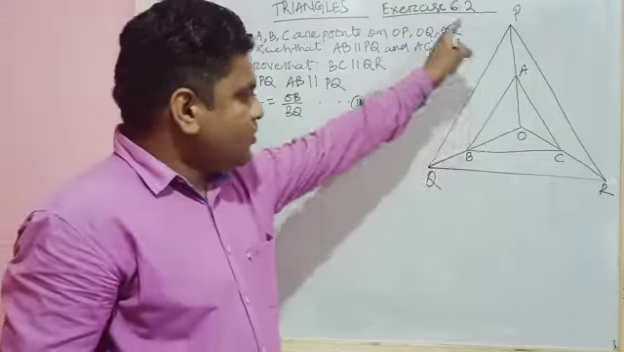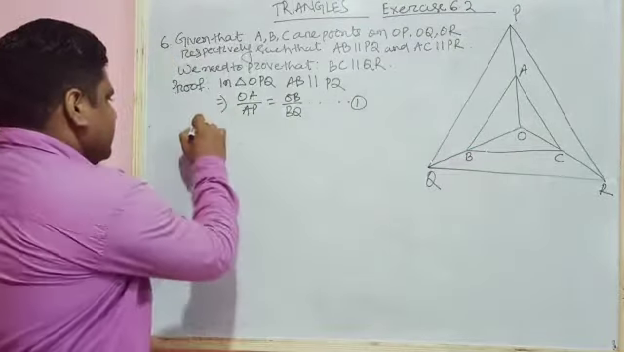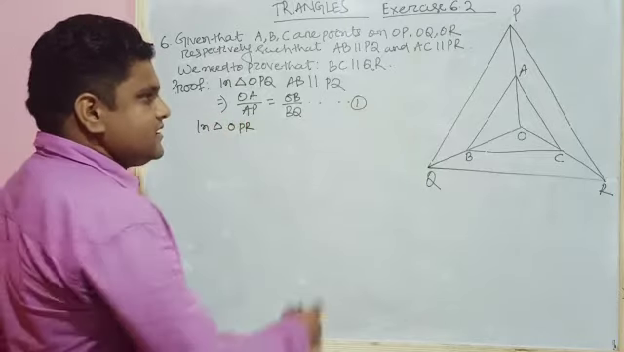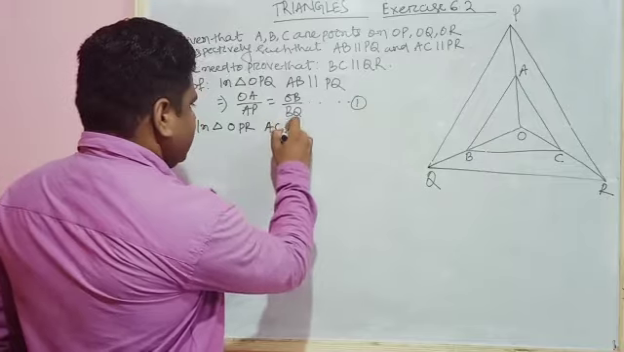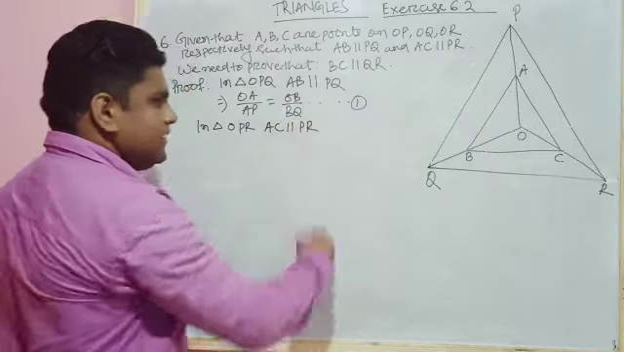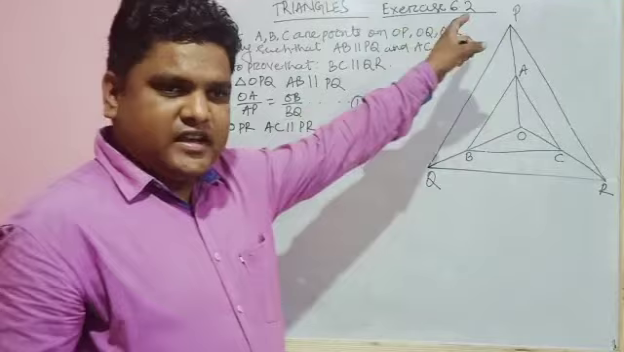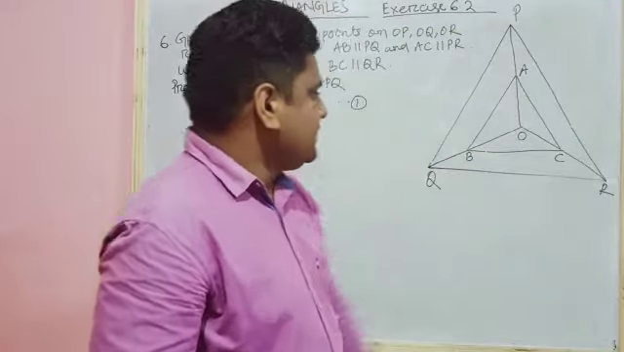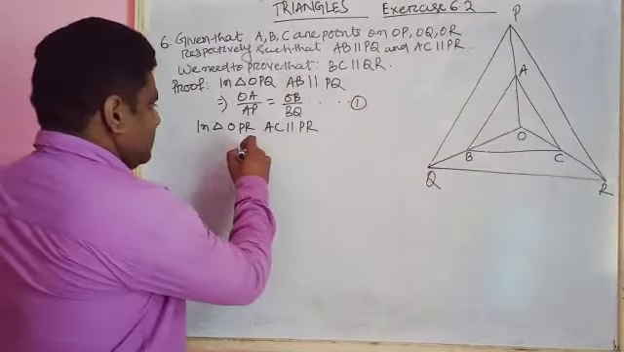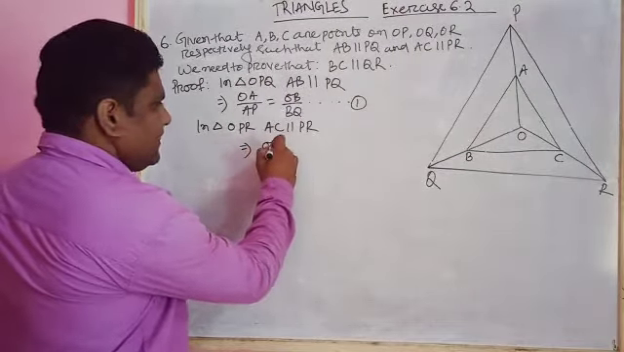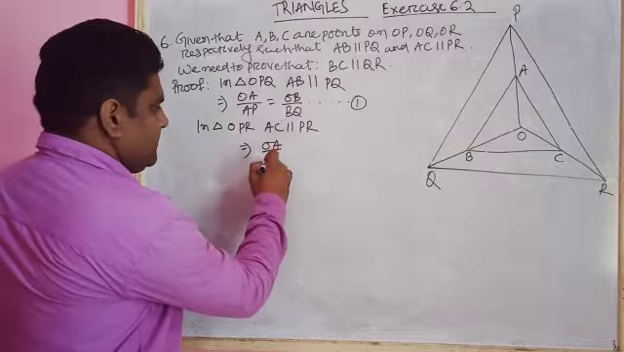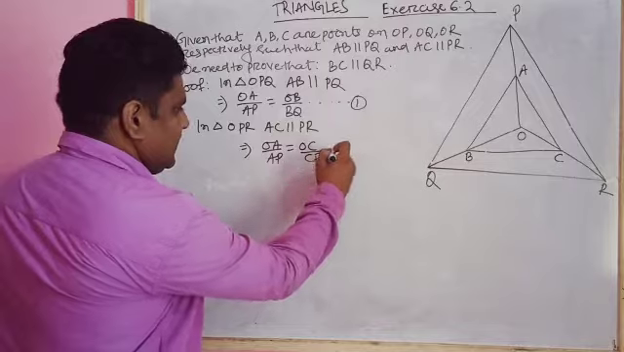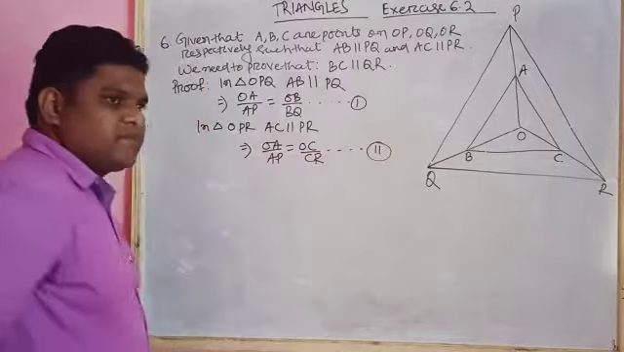In triangle OPR, here AC is parallel to PR. So AC must divide the other two sides in equal ratio, means OA by AP equal to OC by CR. So this implies that OA by AP is equal to OC by CR. Let it be equation 2.